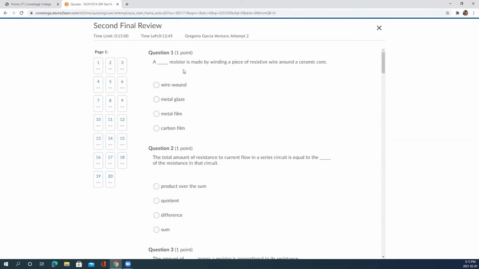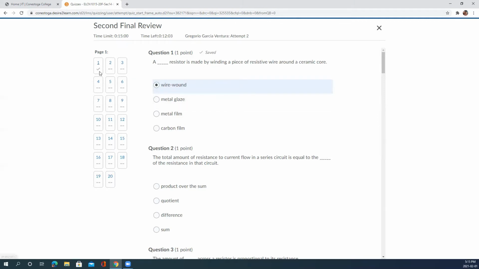So in question number 1, we have a resistor, and then we have first a blank space. Resistor is made by winding a piece of resistive wire around a ceramic core. So how do we call that type of resistor? We have 4 different choices in this instance. And in all cases, for this multiple choice, we are going to have 4 different choices available. So if we are winding a piece of resistive wire around a ceramic core, click there, it's going to be automatically saved.